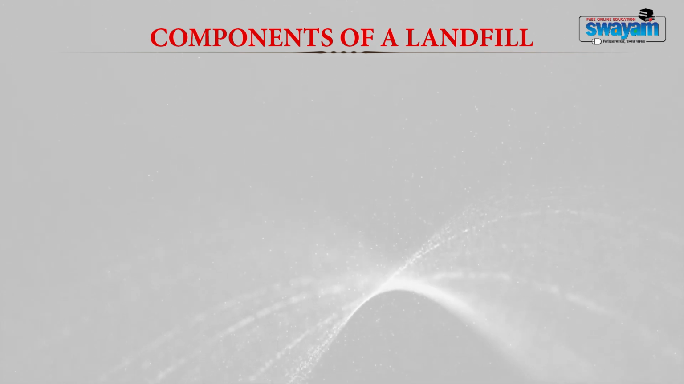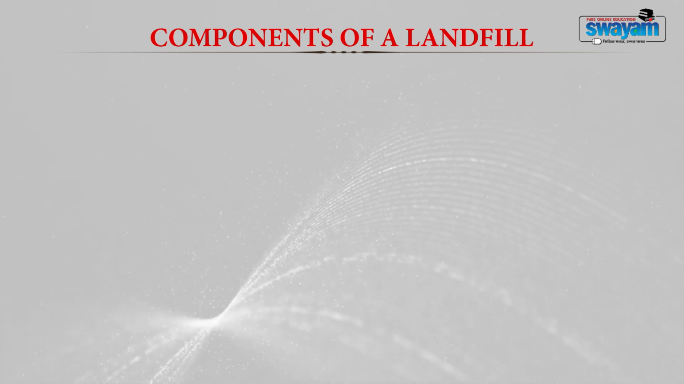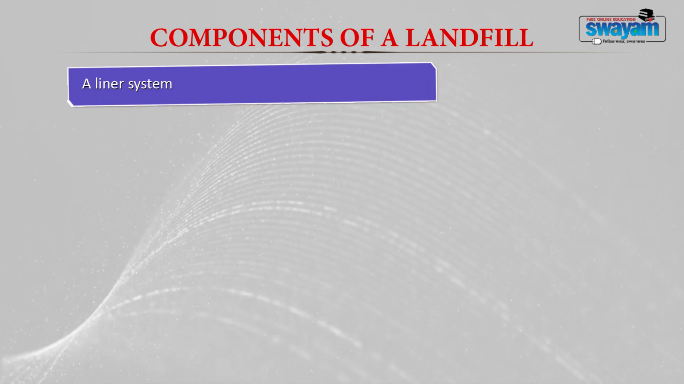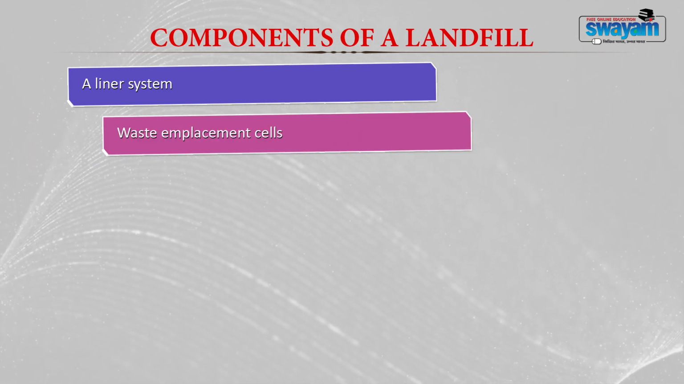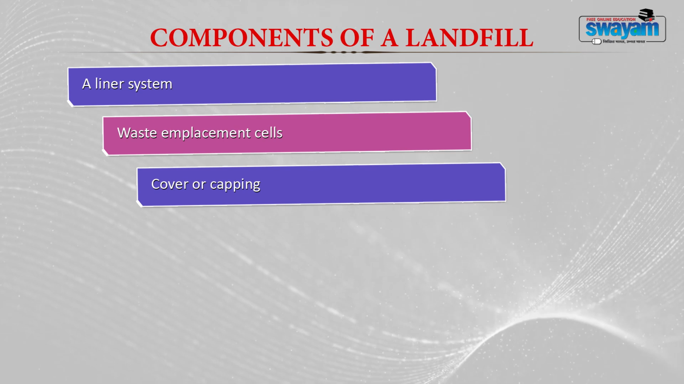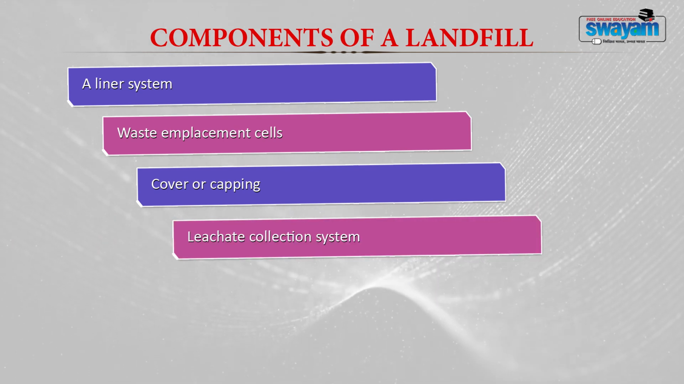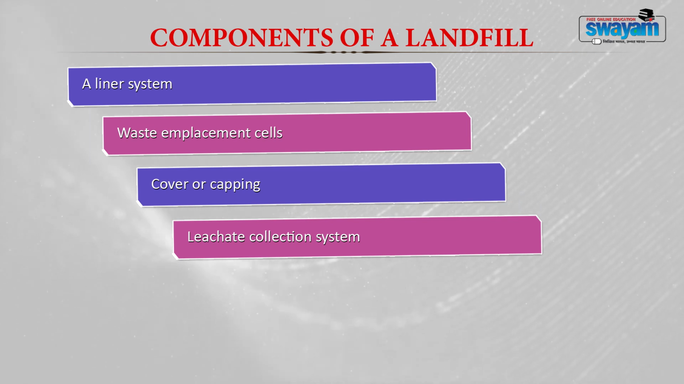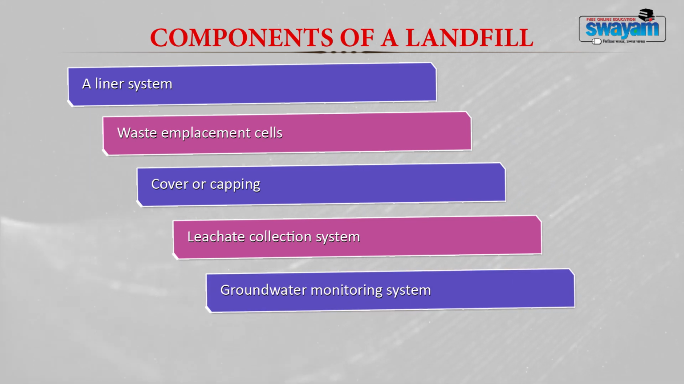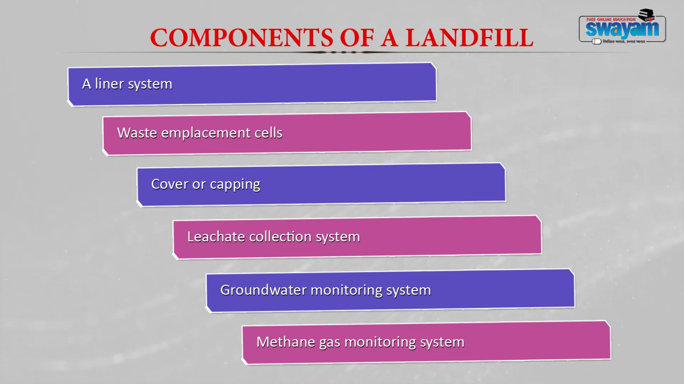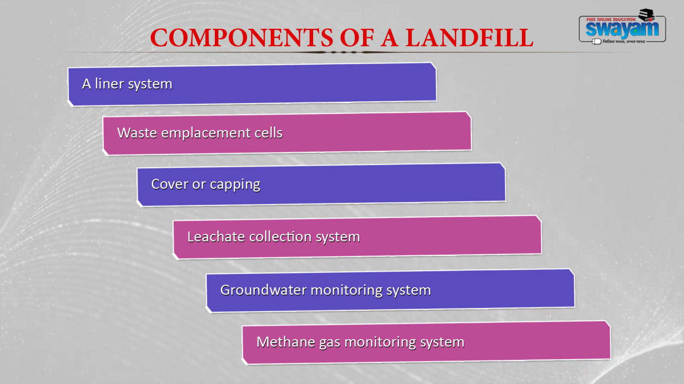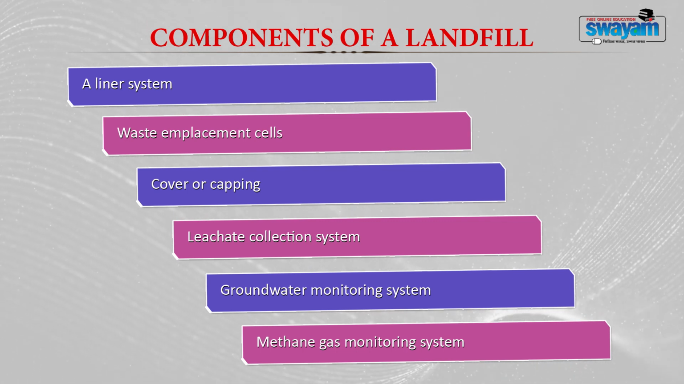A landfill is generally composed of three main components. One is your liner system, second is your waste emplacement cell, and third is your cover or cap material. In addition to this, you also have a leachate collection system which becomes a part of your liner system. Then you have groundwater monitoring as well as gas monitoring systems. These are additional, or you can call it a post closure monitoring system. Mainly, the components of a landfill are only three. One is a liner system which is spread at the bottom of the landfill, designed in a way so that the leachate that is generated does not enter or percolate into the soil and contaminate the groundwater.